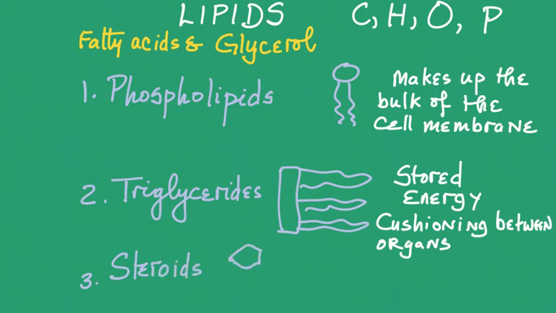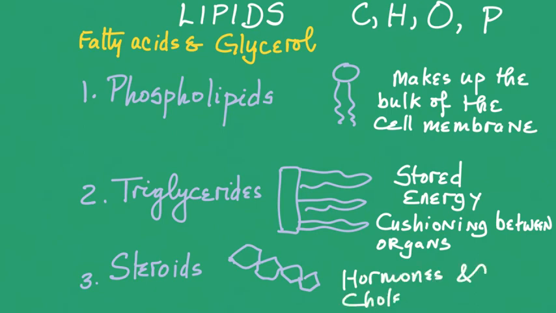The third class of lipids are steroids. Many of our hormones, such as testosterone, cortisol, aldosterone, they're all made up of steroids. So hormones are steroids. Also, cholesterol is a steroid. Cholesterol is found in the cell membrane.